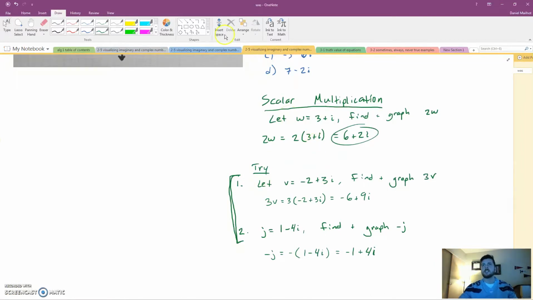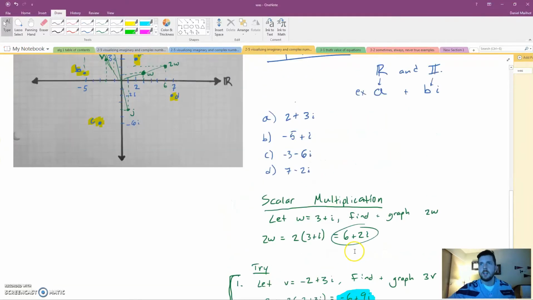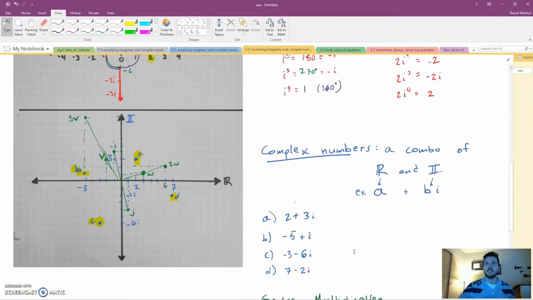Okay, let's check our answers. Algebraically, you should have got, for the first one, -6 plus 9i. And for the second one, you should have got -1 plus 4i. Now let's see how that looks on a graph. I know the graph's getting kind of messy, but here's what we got. Here's the first one, V and 3V following this line here. And notice they're still lined up, linear transformation, emanating from the origin.